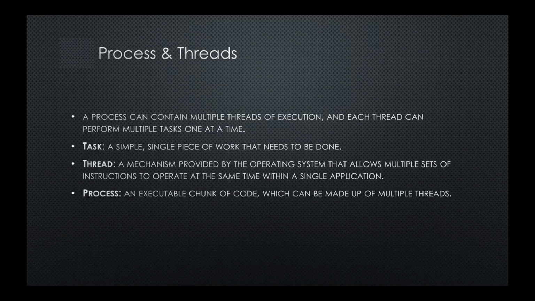So what is a task? A task is a piece of work which needs to be done. It's very simple, as the word says. A thread is like doing multiple tasks at one time. And a process is something which contains multiple threads. So a combination of multiple threads is a process. Cool. So a thread is a lot of tasks at one time, a task is a simple piece of work, and a process is a lot of threads. That is process and threads. It's very basic, and sometimes they ask it, so just know it.